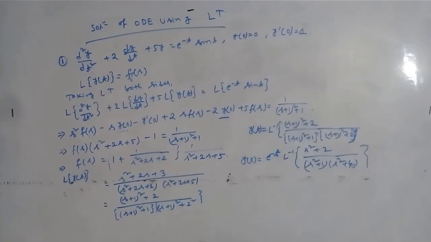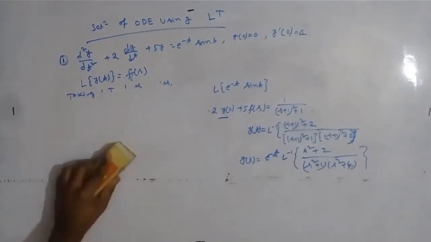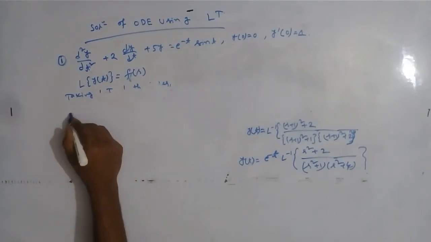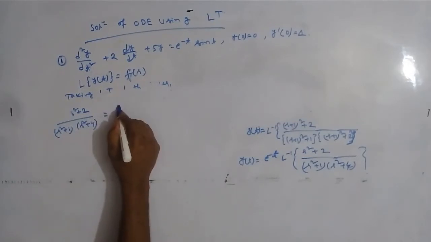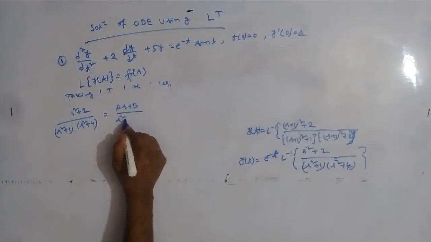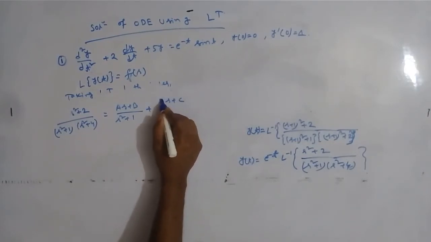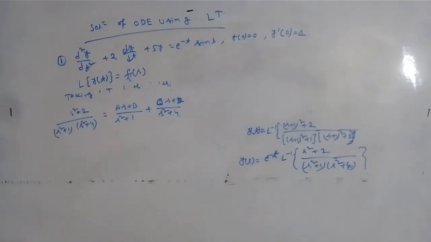Now we have to split it in partial fractions. So let (s square plus 2) by (s square plus 1) into (s square plus 4) equal to (As plus B) by (s square plus 1) plus (Cs plus D) by (s square plus 4). Now comparing both sides.